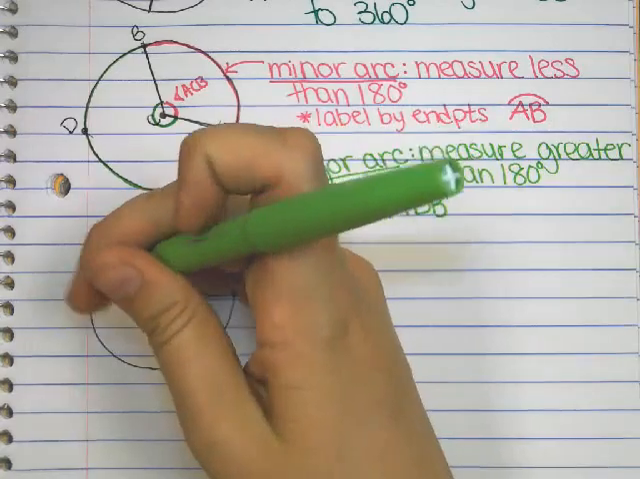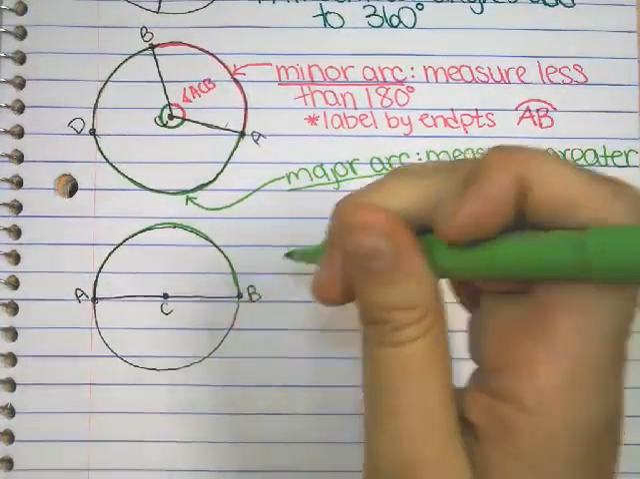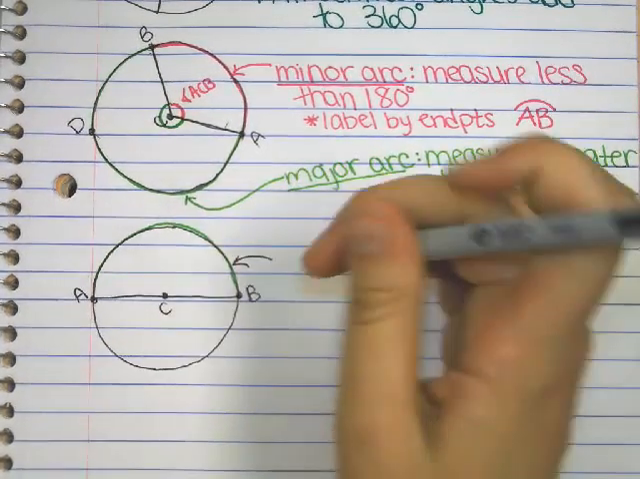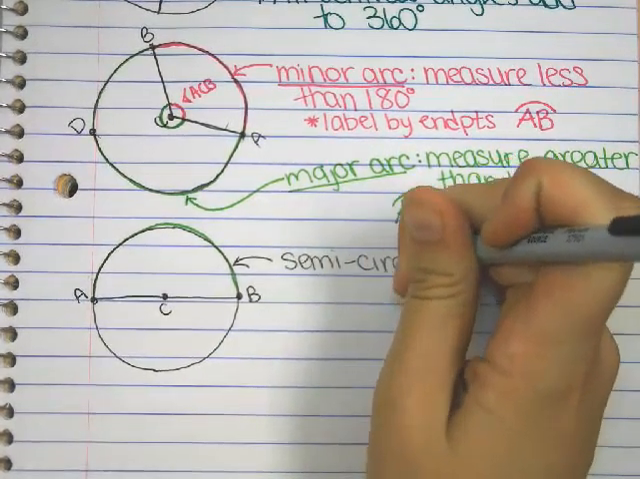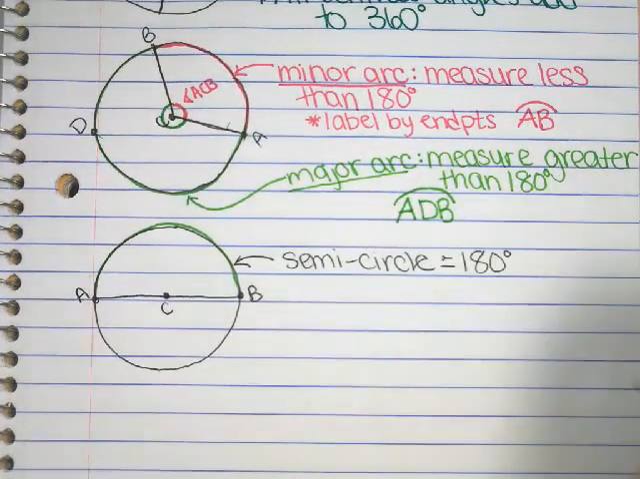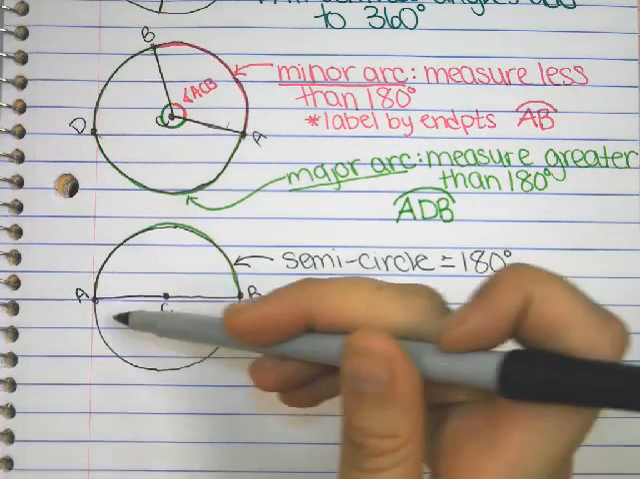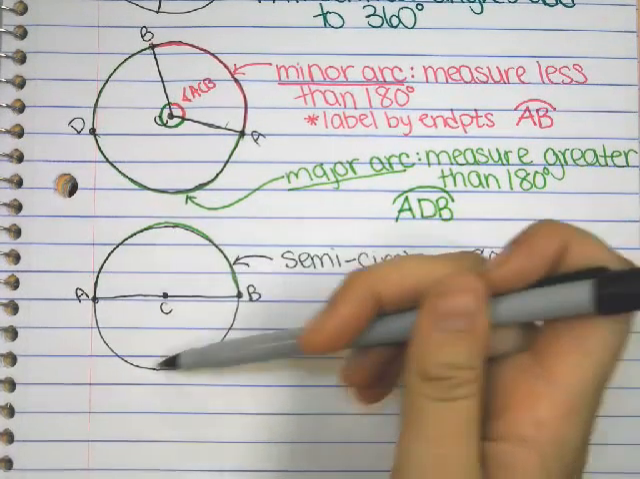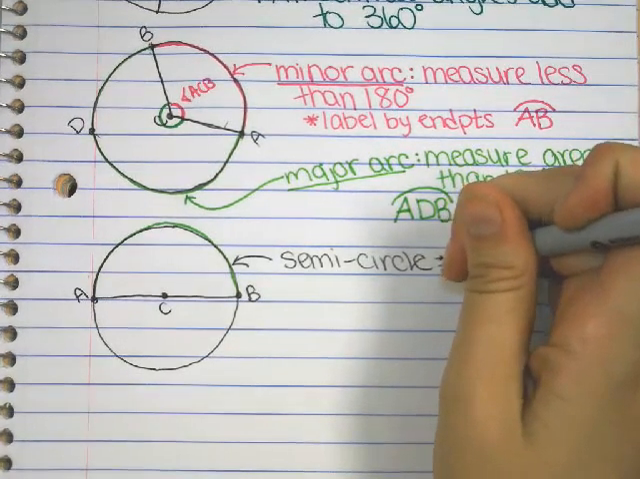What a diameter does is it breaks our circle into two halves. So we have our top half here and our bottom half here. And these halves are called a semicircle. A semicircle is part of a circle, exactly half of a circle. So you're not going all the way around, you're going halfway around. We call that a semicircle.